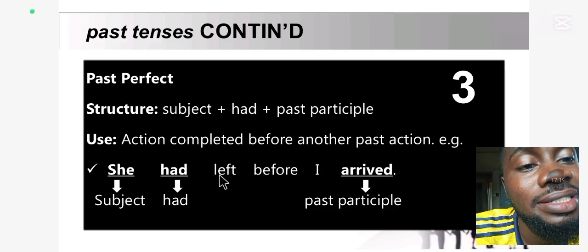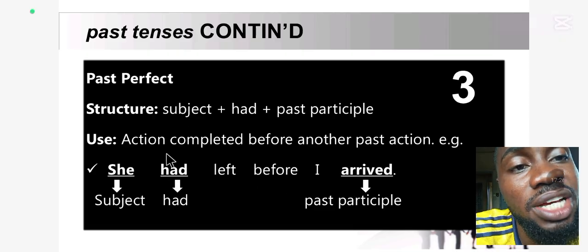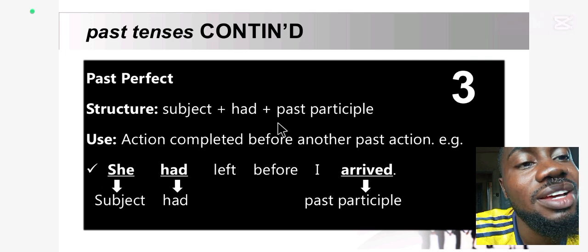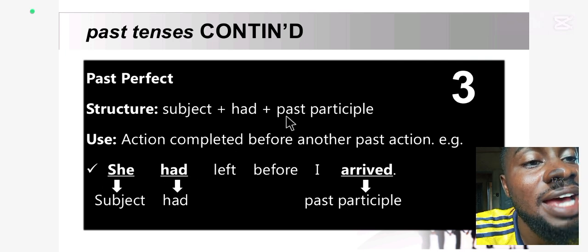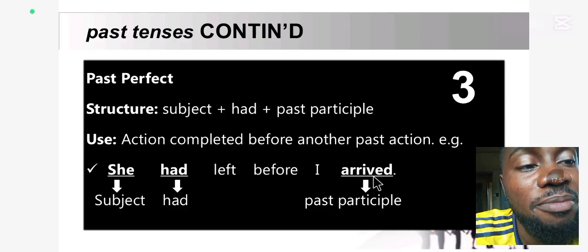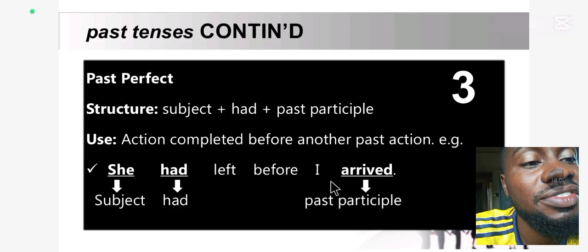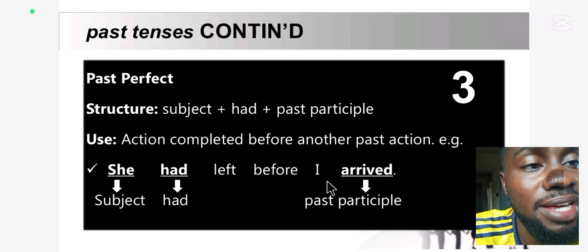She had left before I arrived. Let's look at the structure. Does it have a subject? Yes, it has. She. Does it have had? Yes, it has had. Does it have a participle? Yes, it has a past participle. Left is the past participle. Had left is a past perfect tense. She had left before I arrived. Had left is a past perfect tense.